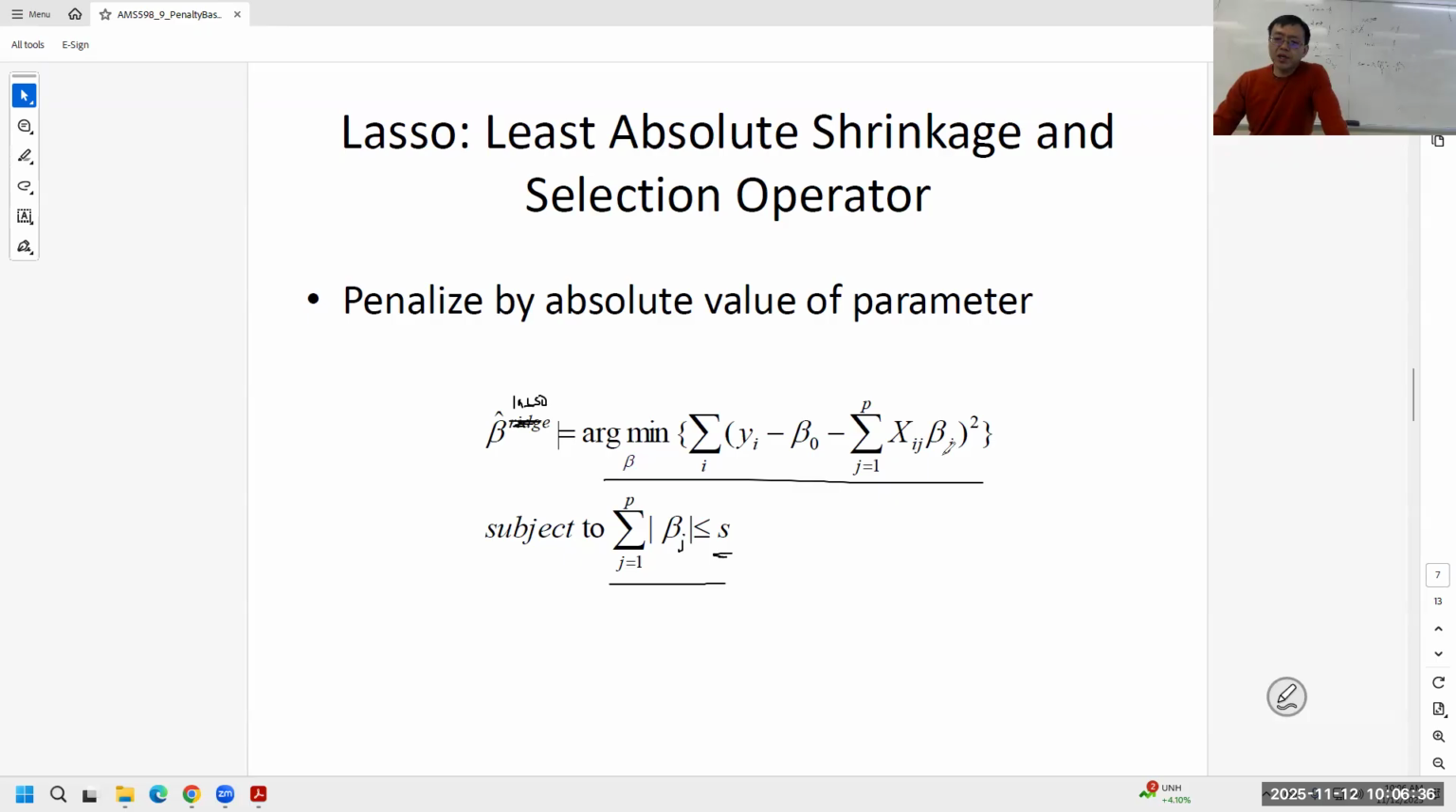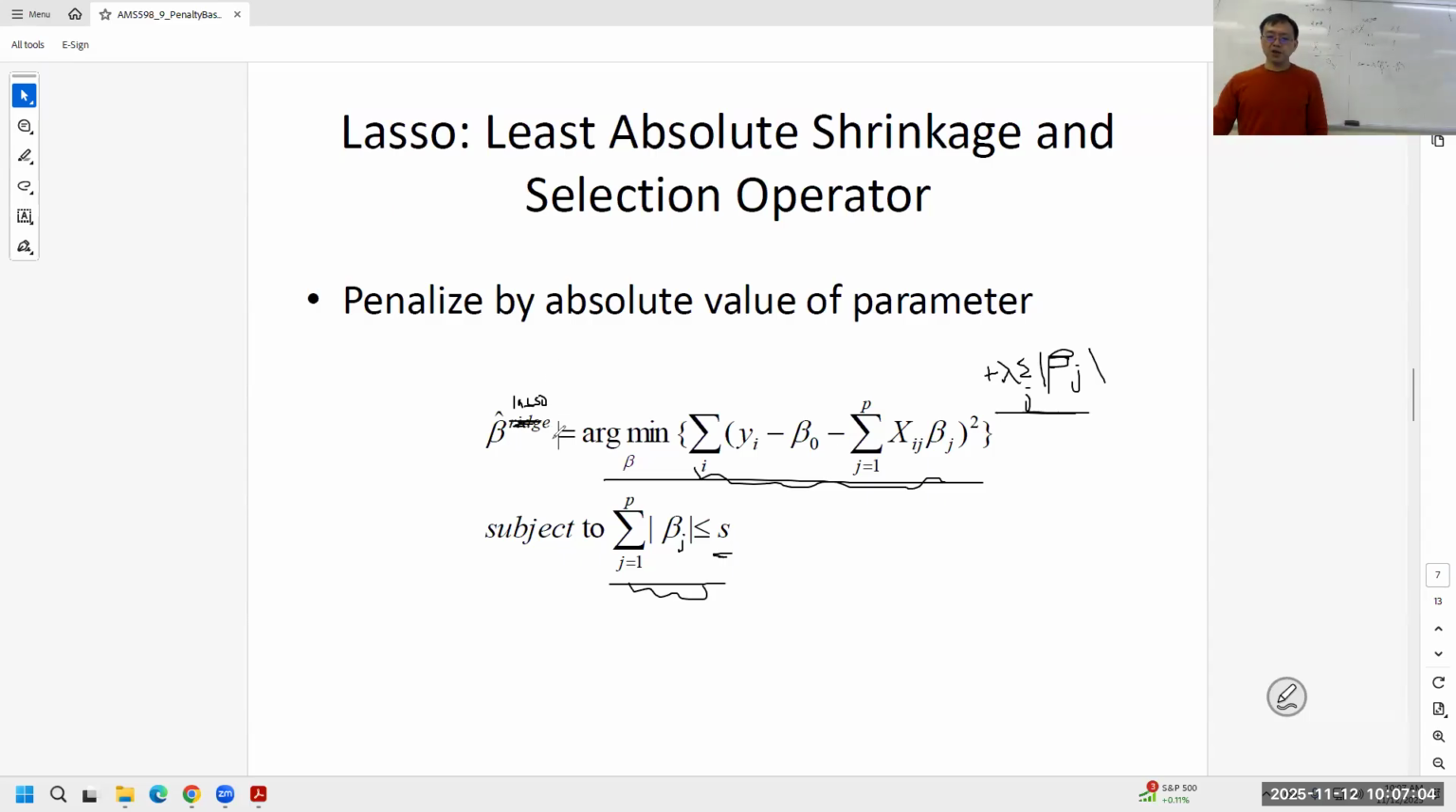The same argument applies here. This is lasso regression. It can be seen as minimizing the SSE plus lambda times the summation of the absolute value of beta j. Either you can put a constraint there, or you can add a penalty term. These are equivalent to each other, just like for the ridge regression.